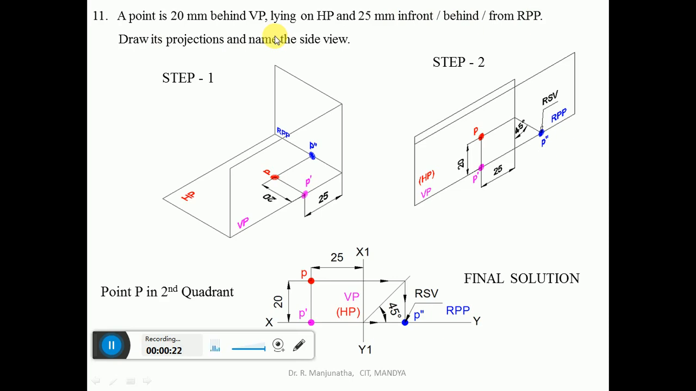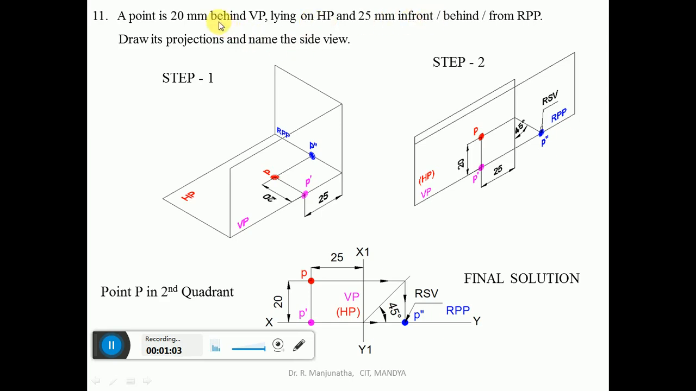So here it is behind VP, lying on HP. Behind VP is 90 degrees, and it is lying on HP. Since it is behind VP, if it is above HP it will be in the second quadrant. Suppose if it is behind VP and below HP, then it becomes the third quadrant. But it is lying on HP, so we are going to consider this type of problem now.